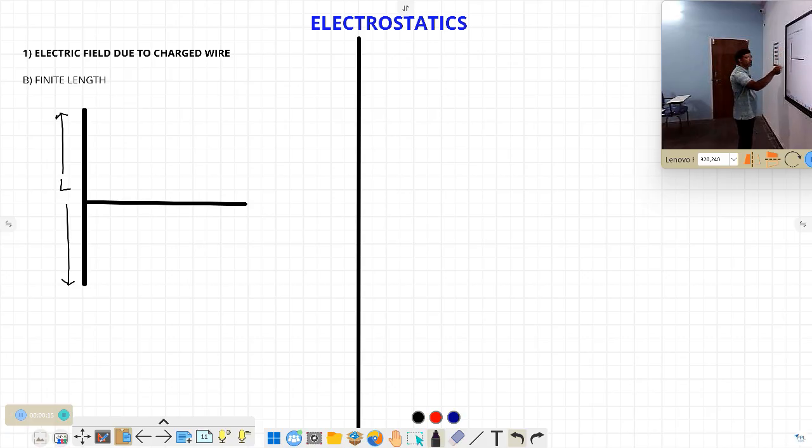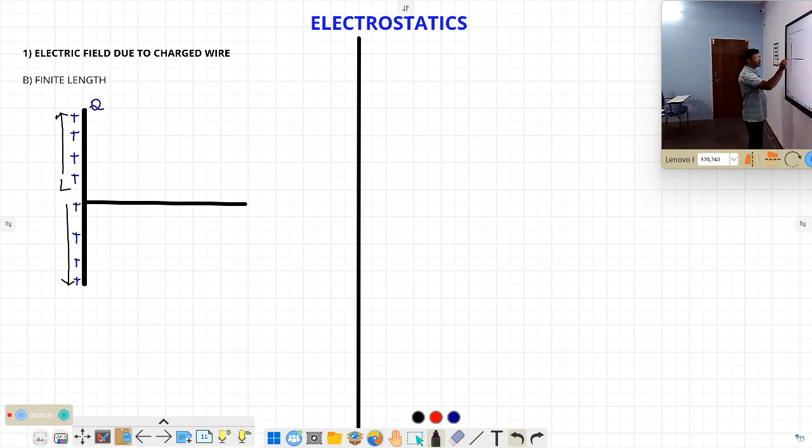Finite length means I have taken an example here, a rod of fixed length L. It is not infinite, it is a finite one. Now we give charges to this rod. When the charges are given, they will accumulate on the surface. So the total charge of this rod is capital Q, and the linear charge density is lambda.